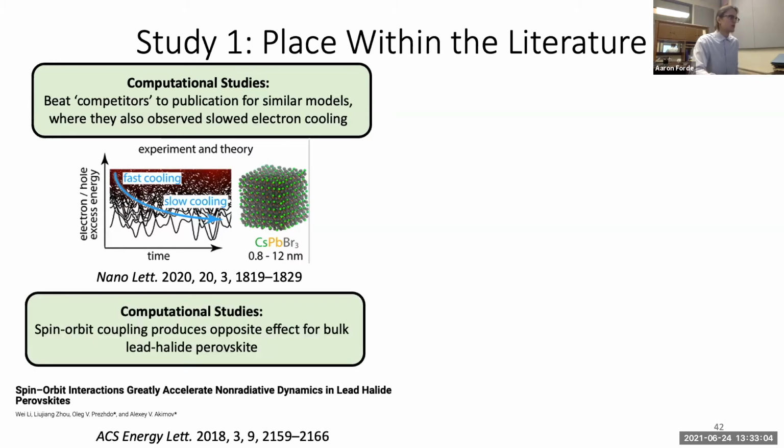And then there were other groups that tried to incorporate spin-orbit coupling, but for bulk materials instead. And they found that in bulk it accelerates the non-radiative dynamics. And when I presented this study at a conference, one of the main authors on this paper seemed fairly disturbed that our abstracts had different titles. Mine says it should go slower. It says it should go faster. Well, who's right? Well, I think it turns out that we're both right.